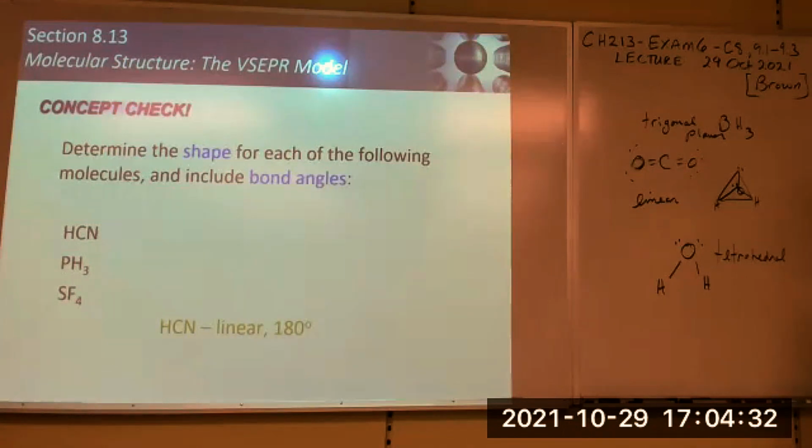So this one's linear. We drew that one before. It's only got 2 bonding groups, and no lone pairs around the central atom. This one, PH3, is a trigonal pyramid.